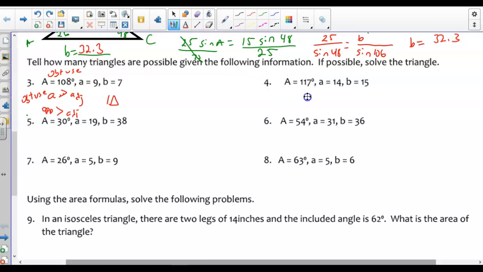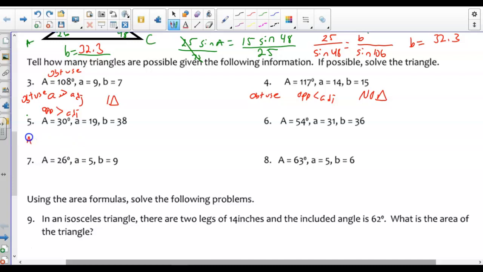For this one, it is obtuse. All right. 117 is larger than 90. And then the opposite side is less than the adjacent side. See how 14 is less than 15? All right. So that means no triangle.